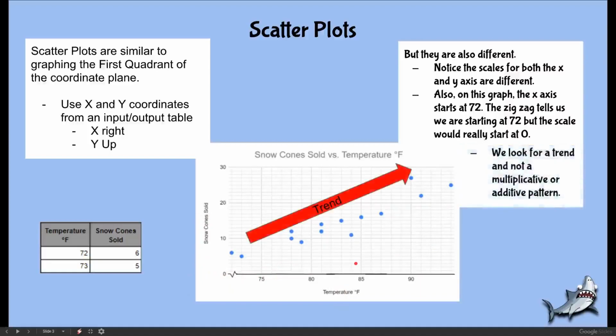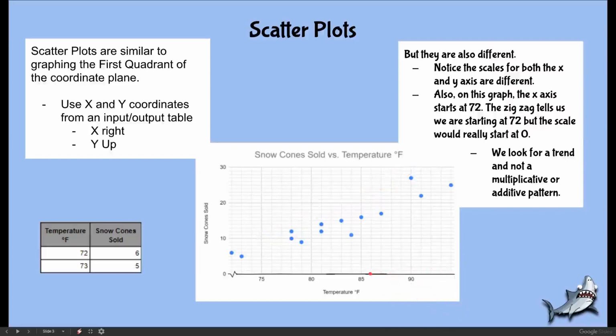Also, we look for a trend and not a multiplicative or additive pattern. In this case, we're thinking, well, hey, the hotter it is out, the more snow cones they sell. And if you look at some of these, which we're going to look at on the next page too, so we can see some of the data a little better, you'll see that our trend is going up. The more snow cones are sold, the hotter out it gets.